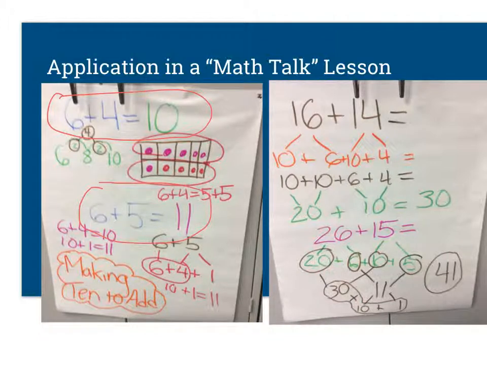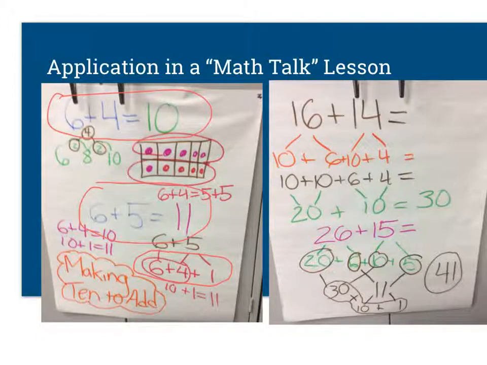Since we had already worked with 6 plus 4, one student recognized that 6 plus 4 plus 1 more was 6 plus 5. Since 6 plus 4 was 10, 6 plus 4 plus 1, or 6 plus 5, must be 11.